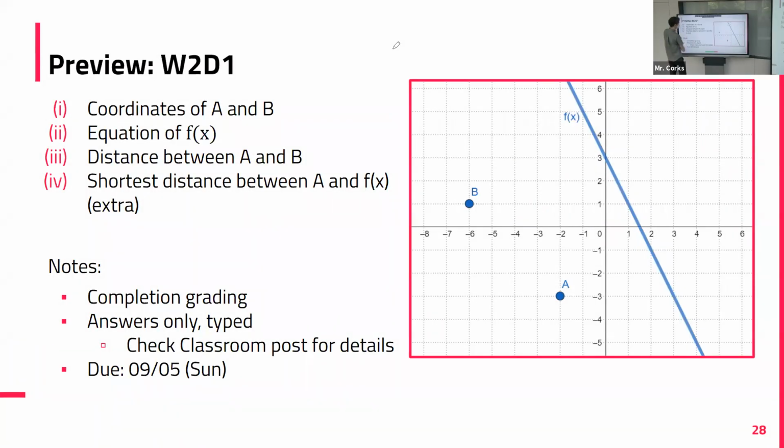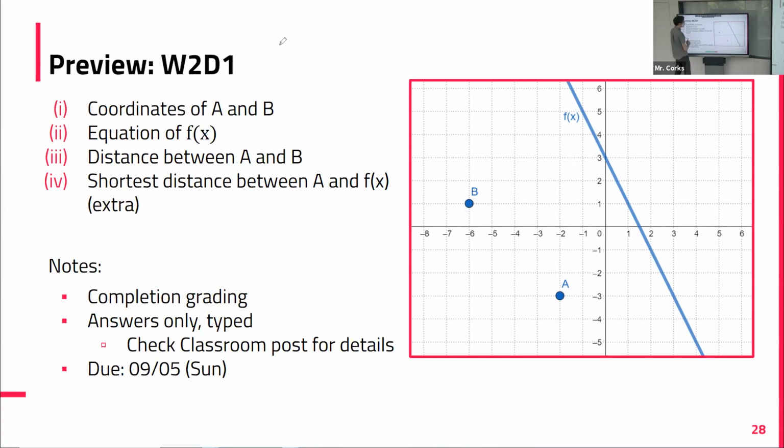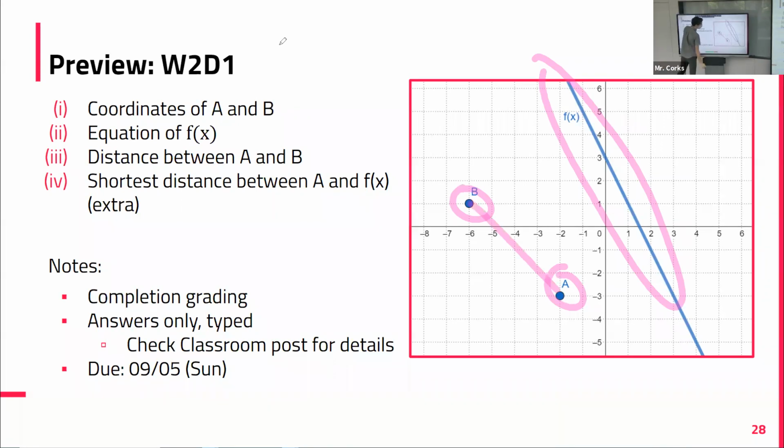Okay, so the preview question is this for our next class. I'll post this on our classroom page immediately after this class. So I want you to figure out these 4 things. So first, what are the coordinates of points A and B? What is the equation of line f of x? So this line here, what's the equation? What's the distance between these 2 points? So this shortest distance between A and B. And if you remember how to do it, what is the shortest distance between point A and then this line f of x?